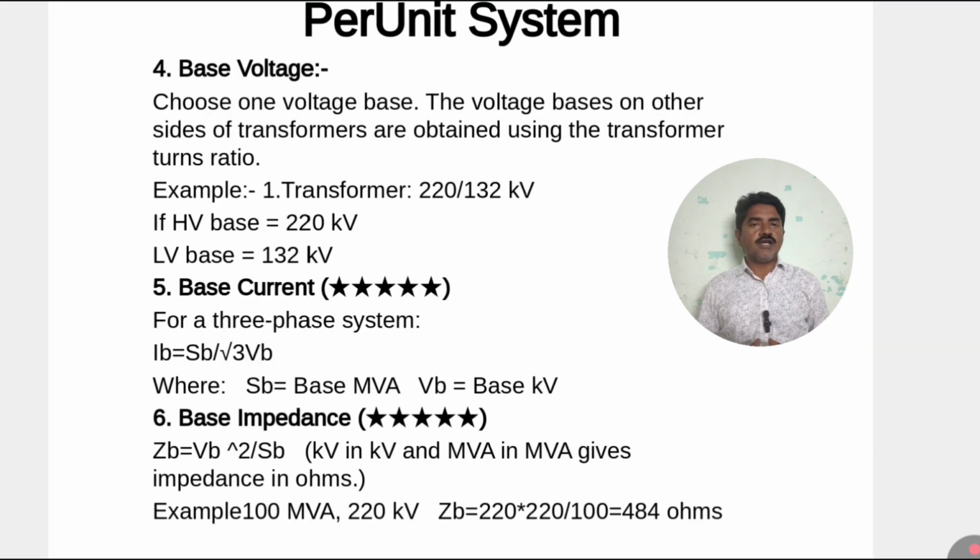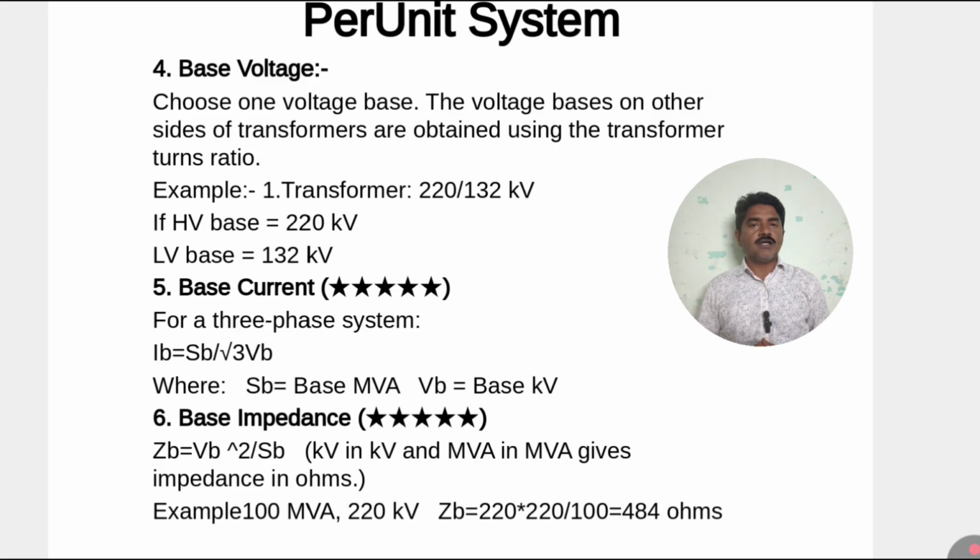Fourth one, base voltage. In a transformer, you select one voltage as the base. The base voltage on the other side is calculated by using the transformer turns ratio. For example, take a 220/130 kV transformer. If the HV base is 220 kV, the LV base is 130 kV. This is by using the transformer turns ratio.